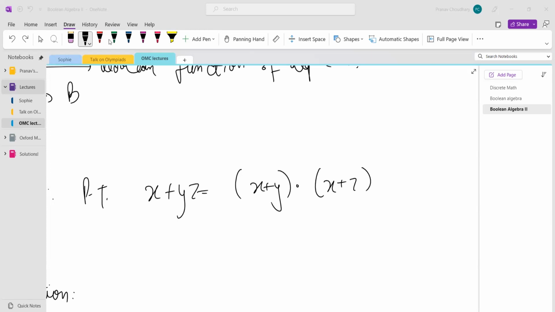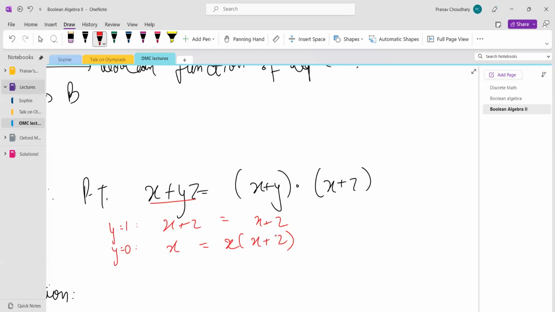If y is equal to 1, okay, let's see. If y equals 1, then this side becomes x plus z, and the other side is x plus 1, but x plus 1 is always 1. So it's just 1 times x plus z, which is x plus z. Cool. What if y is 0? Then the left hand side is x. And the right hand side?